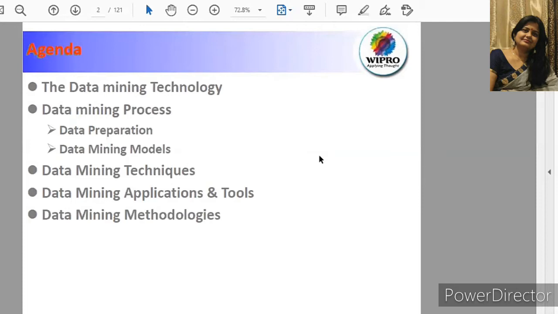Since today we will be looking at how data mining and machine learning are interrelated, ultimately a lot of the data mining process, techniques, application tools and methodologies are used in machine learning itself. But why are we integrating these two topics? Because data mining is the biggest challenge of the day.